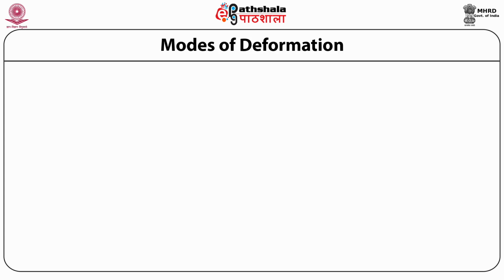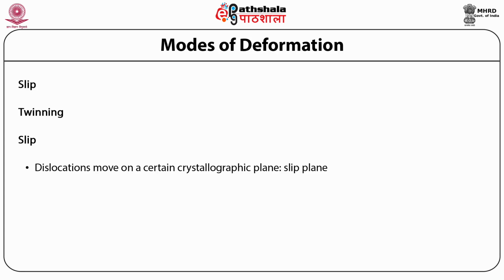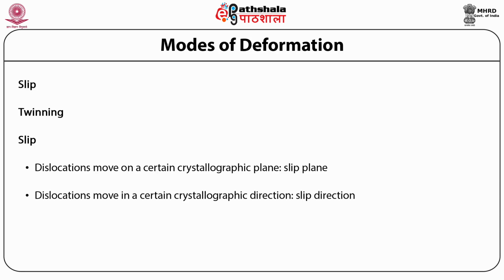There are 2 modes of deformation. Number 1 is the slip and number 2 is the twinning. So let us first study the slip, which is the first mode of deformation. Dislocations move on a certain crystallographic plane, and this plane is called the slip plane. Secondly, dislocations move in a certain crystallographic direction, and this direction is called the slip direction.